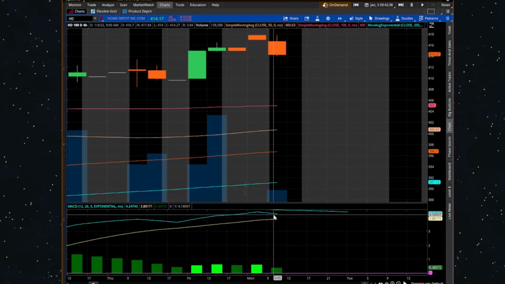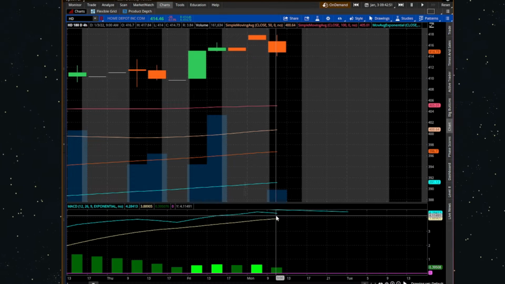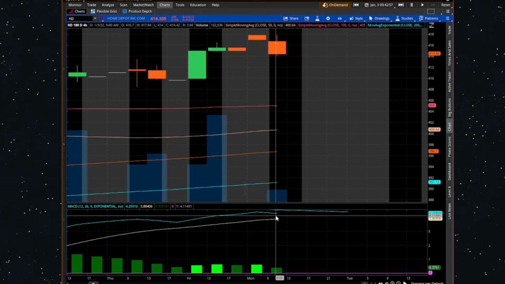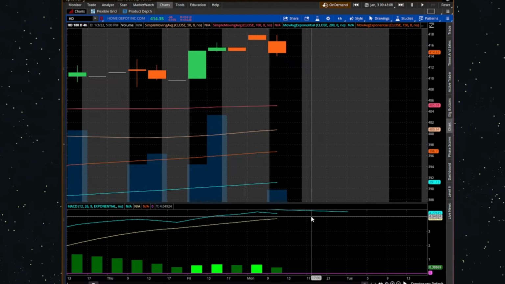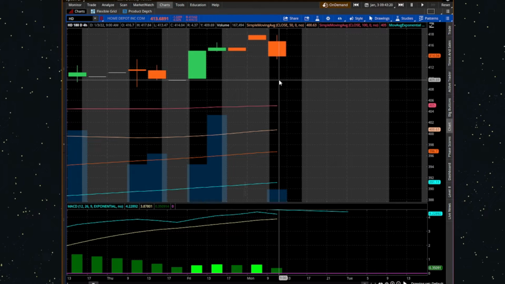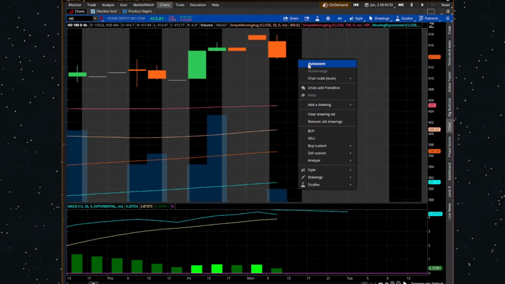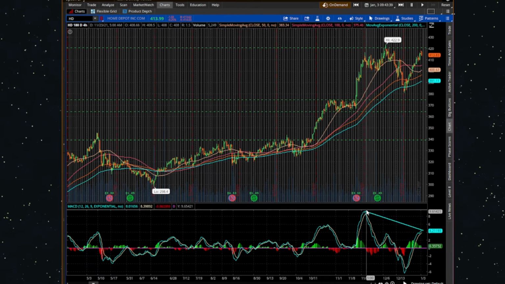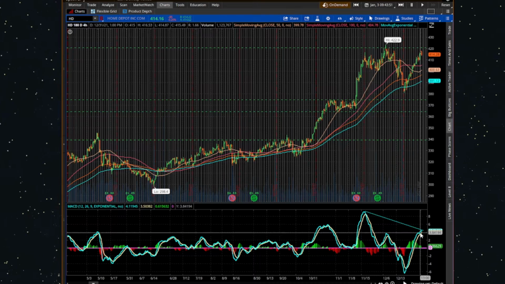The other thing that somebody might want to do is wait for an actual crossover on the MACD. But what I see a lot of the times is the MACD is a lagging indicator, and by the time that crossover happens, there is a lot of movement already in the stock. So I like to get in based off of candles, support and resistance lines, and divergence on the MACD. I'm not waiting for the actual crossover.